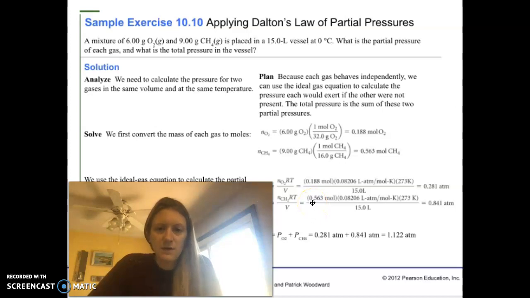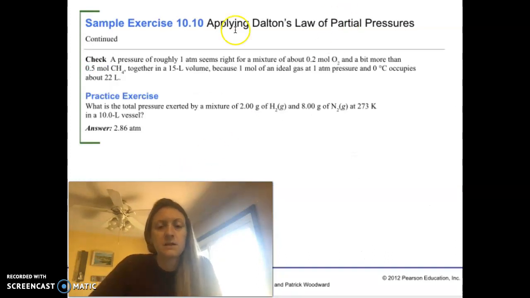You're going to do the same thing with the methane, the CH4, except we're going to take the 0.563 instead of the moles of oxygen. So now we're using the moles of methane. Multiply by the gas constant, multiply by the temperature, divide by the volume, and get 0.841 atmospheres. So those are the separate partial pressures. And then it wants to know what the total pressure is in that vessel. All you have to do is take the partial pressures and add them together, which gives us a total of 0.281 plus 0.841 to give us 1.122 atmospheres. Here's another practice problem you guys can see and work on.